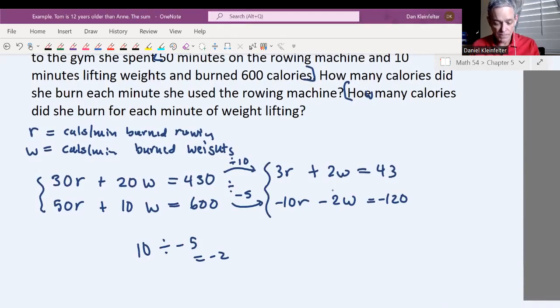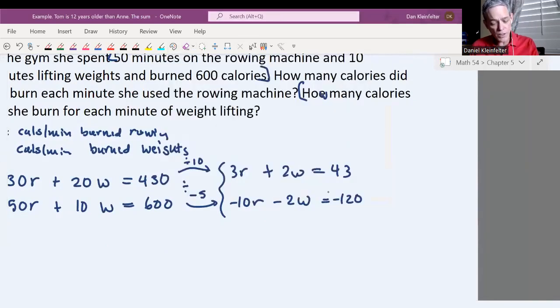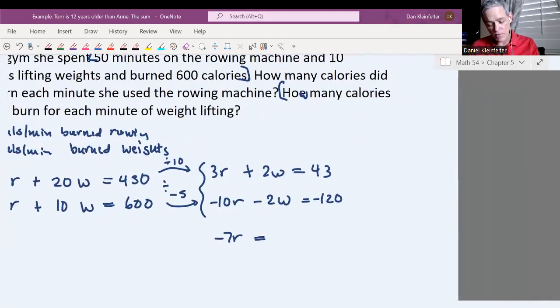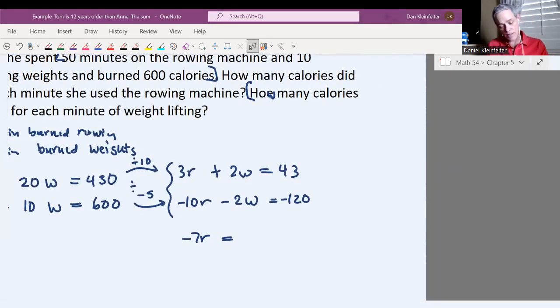Okay, so now we should be able to do this using elimination. We should be able to get the W's to add up to 0. So this will give us -7R, and then we have 120 minus 43, and that's negative 77. Okay, so R is 11.